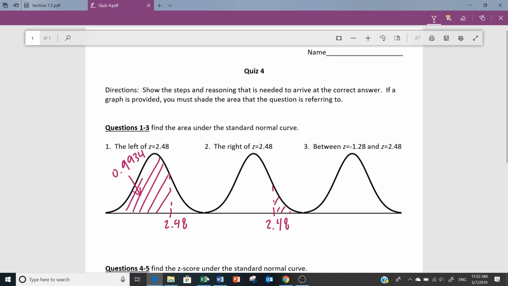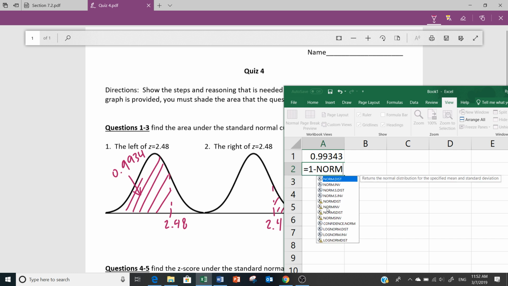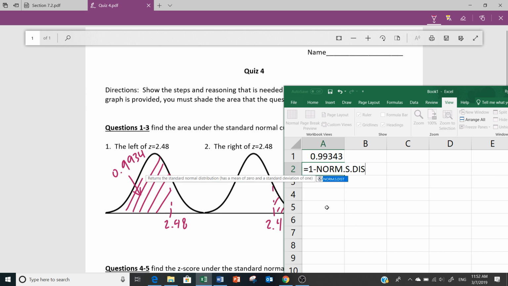So did you have to shade? Yes, it says it in the instructions. Now the reason why I'm doing this is because on the test, you're going to want to shade. So for this one, equals 1 minus NORM.S.DIST of 2.48 comma TRUE. The answer is 0.0066.